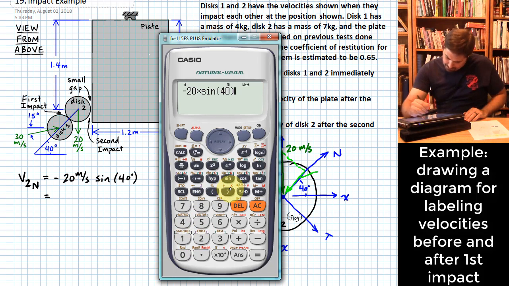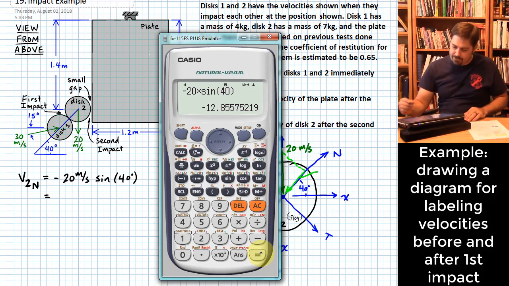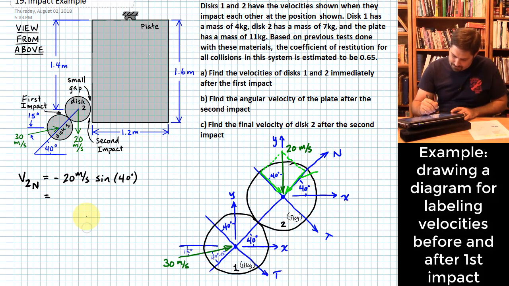I believe I had my calculator in radian mode, so I'm going to put that in degree mode. All right, negative 12.856. This would be in meters per second.